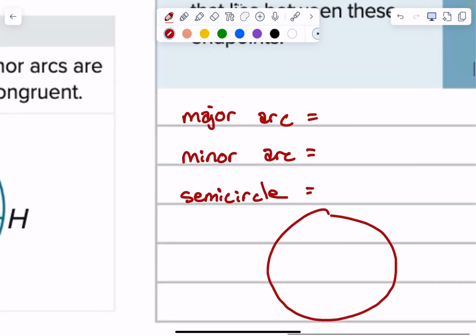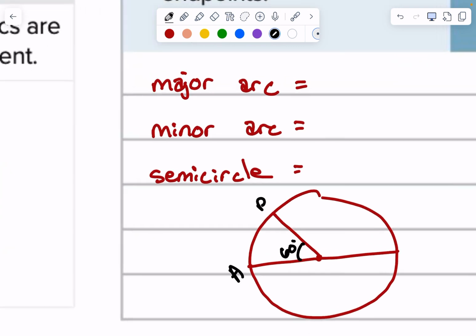So I've got this going on here. Okay, let's say that this one is 60 degrees, right here. We'll go A, B, C. Okay, draw this picture down in the bottom corner. Major arc, minor arc, semicircle.